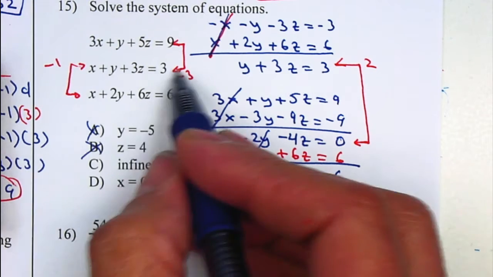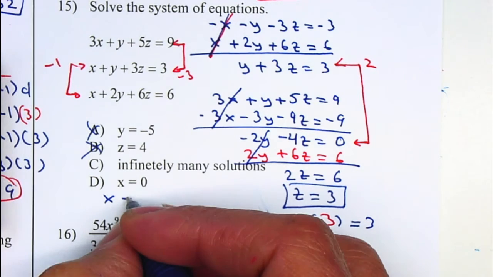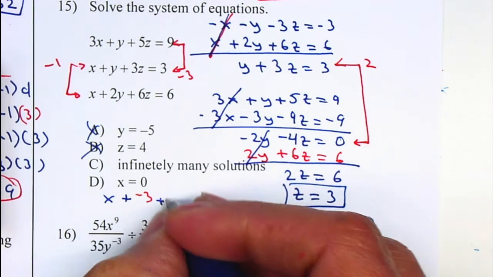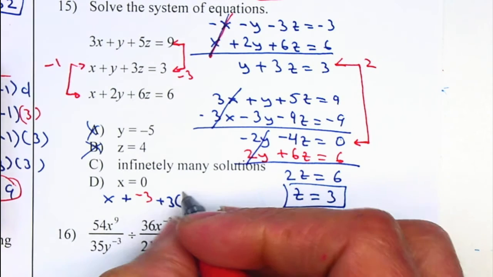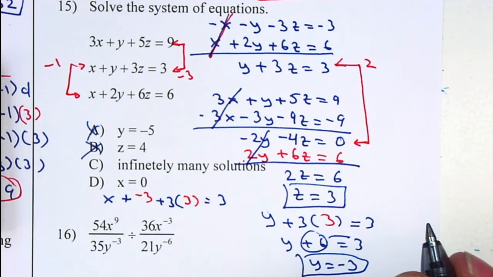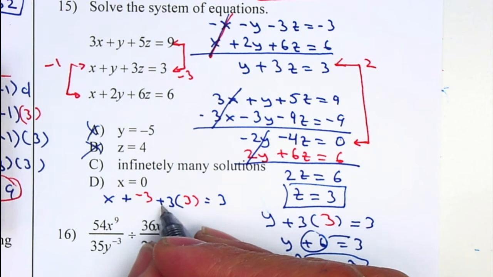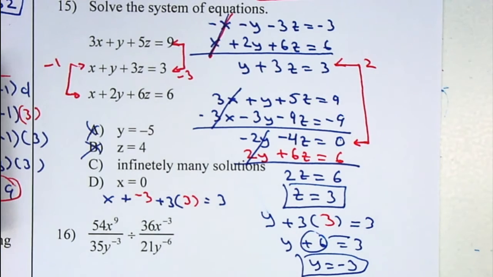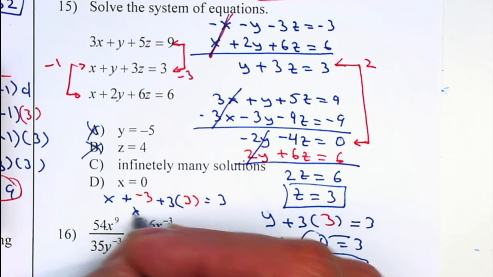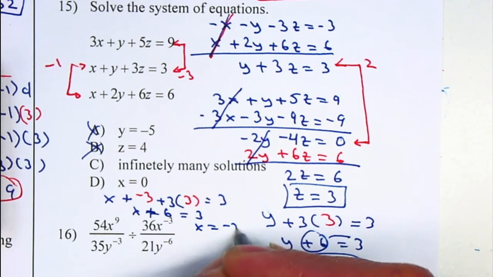And now I'm going to plug both of them into one of those three equations. I'm going to plug into the middle one. It looks easier. So it'll be x plus y, which is negative 3, plus 3z, z is 3, is equal to 3. So I find this gives me 9 minus 3 is 6, so x plus 6 equals 3. Move this, so x is equal to negative 3.